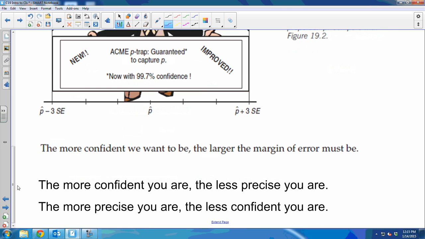So the more confident we want to be, the larger the margin of error must be, and there's the things I just said. The more confident you are, the less precise; the more precise, the less confident. I think that makes sense if you picture that in your head, right? All right, we're going to do 2 quick examples, and then you have 2 homework problems. They're just like the things we've been talking about already today, so they're not anything fancy or tricky.